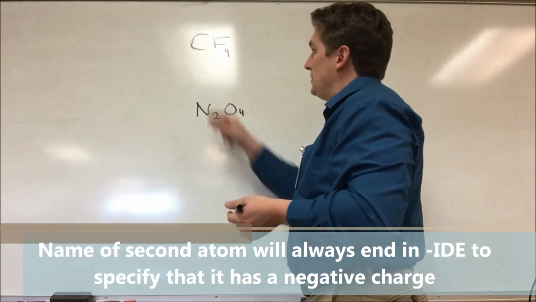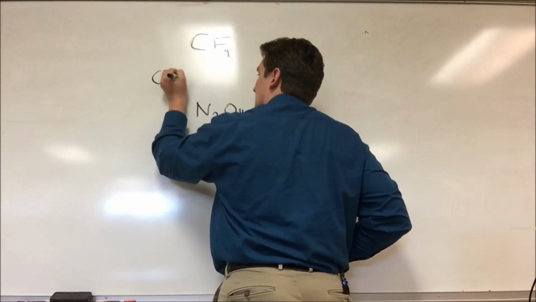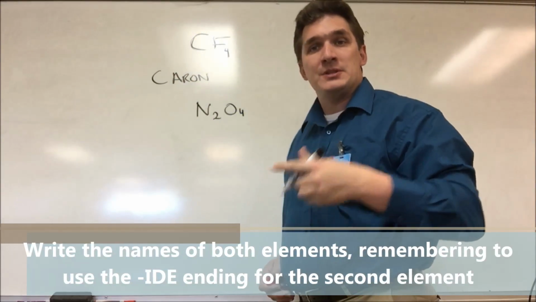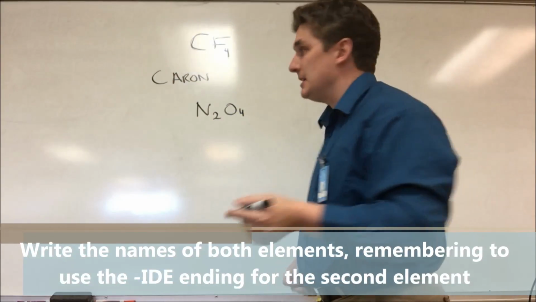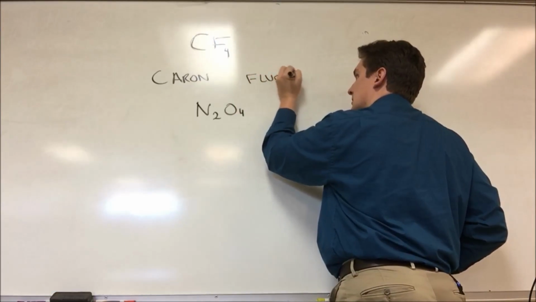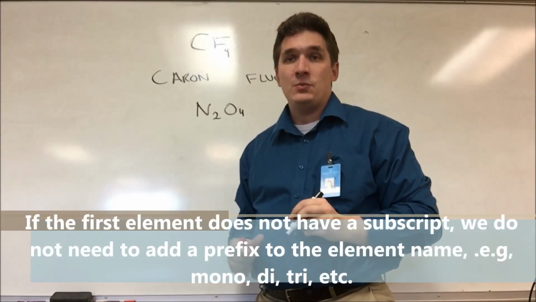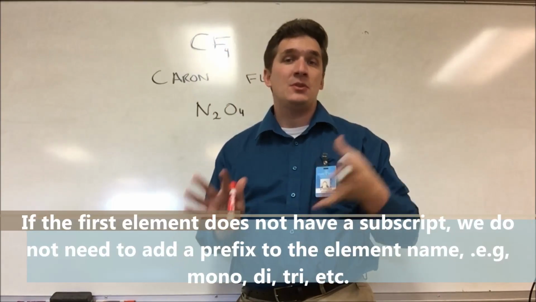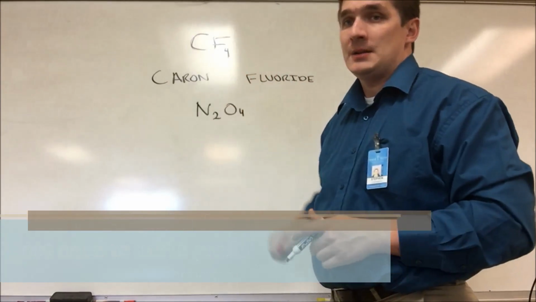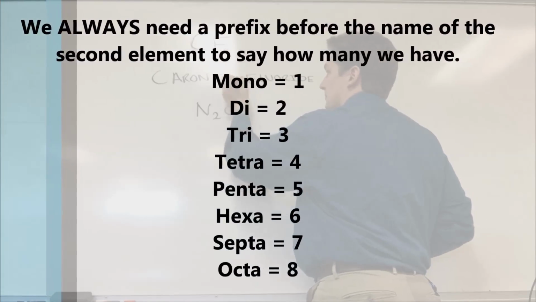So in CF4, you're going to start by writing out the names of each element. So we've got carbon, and we've got fluorine. But again, fluorine's going to take the negative charge, so it's going to end up being fluoride. Now, because carbon doesn't have a subscript in front of it, we're going to leave off any type of prefix. If you don't have a prefix, this means that you only got one of that type of atom. But we've got 4 fluorine atoms, so this is going to tell us that it's tetrafluoride.